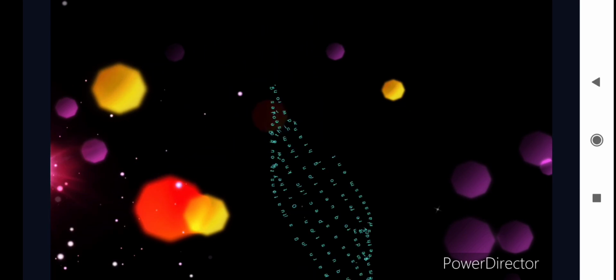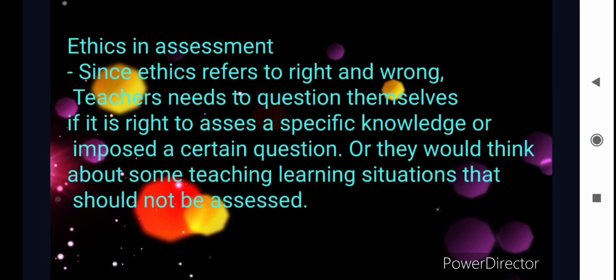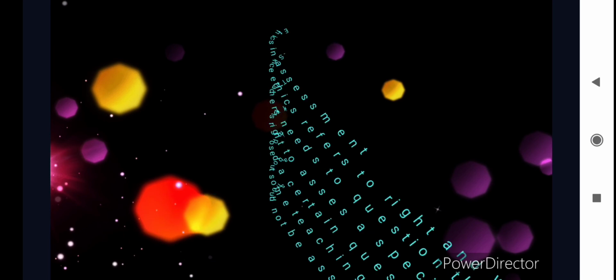Lastly is ethics in assessment. Since ethics refers to right and wrong, teachers need to question themselves if it is right to assess a specific knowledge or impose a certain question, or they would think about some teaching-learning situations that should not be assessed.